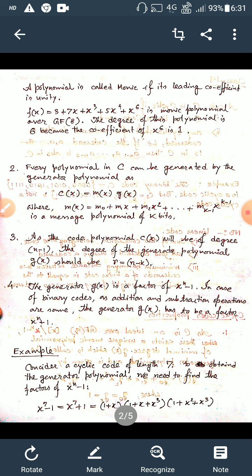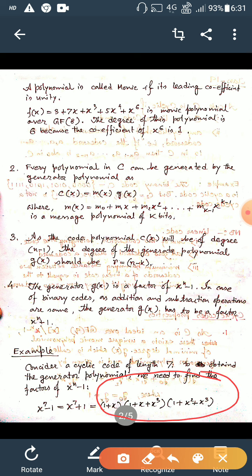In this case, just memorize that for x to the power 7 plus 1, the factor form will be 1 plus x multiplied with 1 plus x plus x cube, multiplied with 1 plus x square plus x cube. So if you check property number 3, it is given that for g(x) the degree should be r, and that value is n minus k.